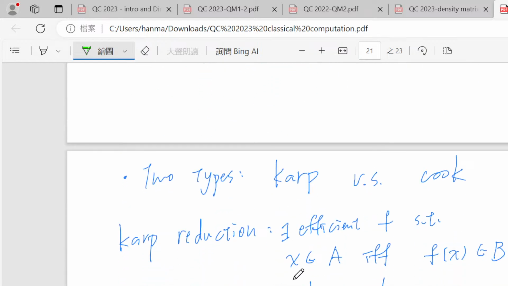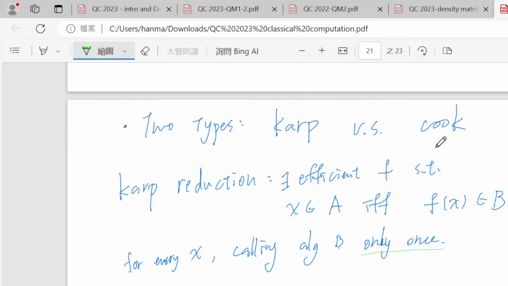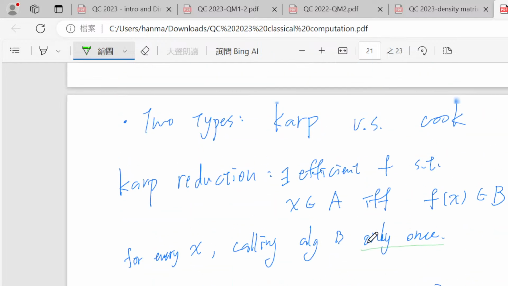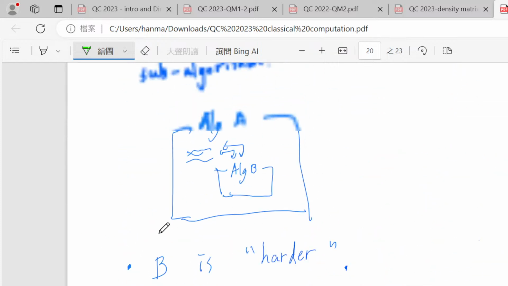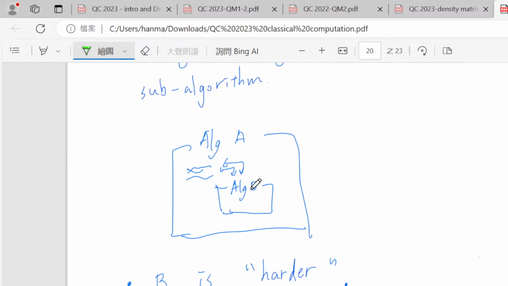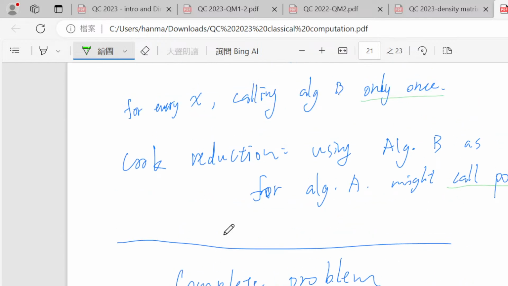So actually there are two types of reduction, and this is theoretical, but it's nice to know the difference. There's Karp reduction versus Cook reduction. I guess it's better to say Cook reduction first. So this view here is the Cook reduction. It means if there is an algorithm for B, then you have an algorithm for A that calls your algorithm for B as a sub-algorithm. And you might call this polynomial time.